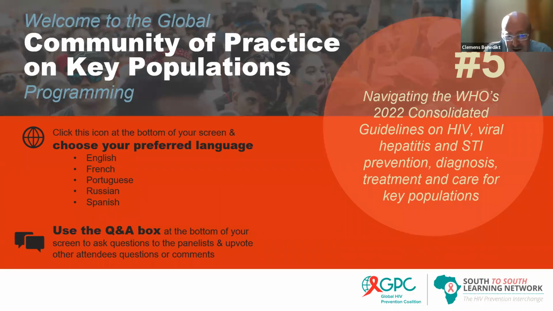Let me just read out to you the topic of this session, which is navigating the WHO's 22 consolidated guidelines on HIV, viral hepatitis and STI prevention, diagnosis, treatment, and care for key populations. So today we'll be focusing on the new WHO guidelines, what they mean for programming, what change they can bring, what has actually changed in those guidelines, and what it means for countries and communities. And we have a great set of speakers and panelists who will share the guidelines and then reflections on what they mean at their level, be it at country level, at the level of communities, at the level of funding partners and other key stakeholders.